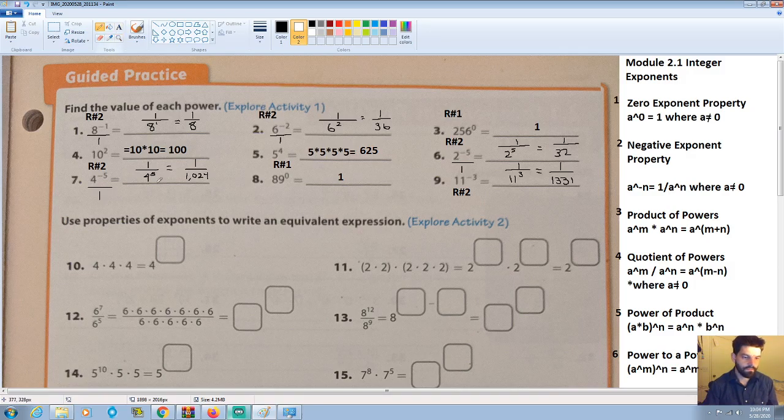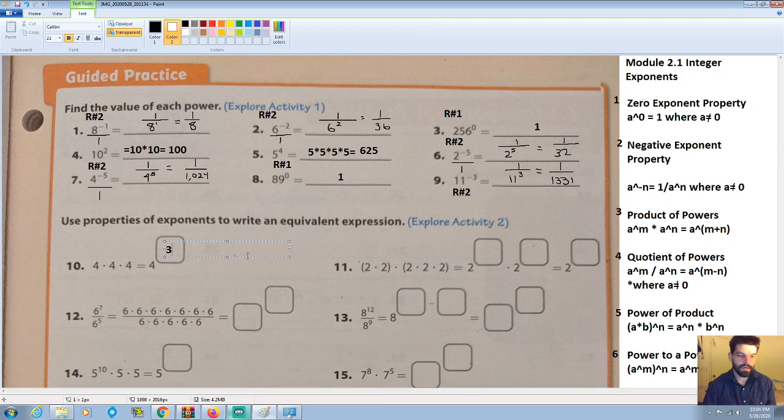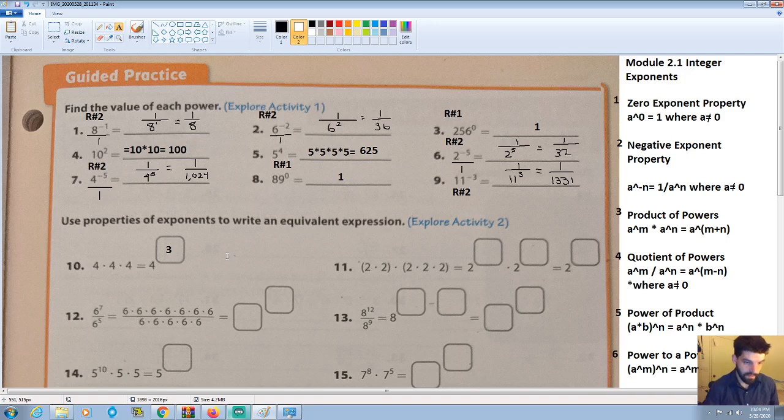So number 10 here is 4 times 4 times 4. This just represents a question of understanding that this is going to be equal to multiplying 4 by itself 3 times. This is going to be equal to 4 to the 3rd power. Now it's going to be to the positive 3rd power.